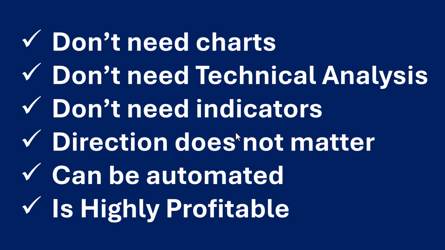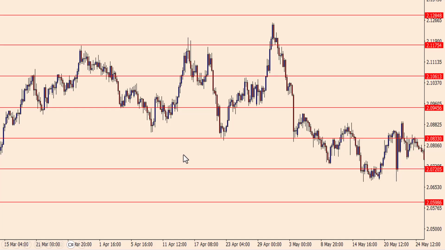So when I looked at the charts I said, I don't want to use the charts. I don't want to use technical analysis. I don't want to use indicators. They drive me mad. I want to trade in such a way where direction does not matter. In other words, I want to make a profit whether the price goes up or whether it goes down. I want to trade on an automated basis, so I don't have to watch the charts, and it's set and forget. But in spite of all of that, I want to be highly profitable. So that's what I set out to do. So here's what happened.